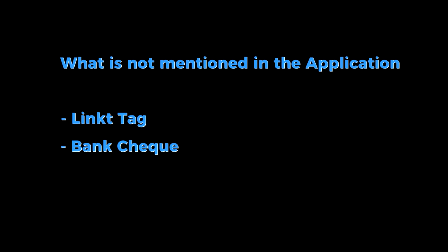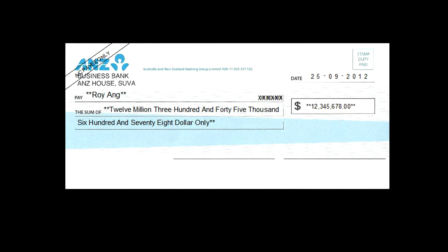And finally, the most important document for myself is a bank check. So a bank check is a way to transfer money, and it is one of the safer ways to transfer money. This is an example of a bank check that I found on the internet, and it's actually from ANZ Bank in Fiji. What's really good about a bank check is that it is written in my name, and it has the amount of money in there, and all I need to do is just take it to my bank and deposit the money in my bank account.